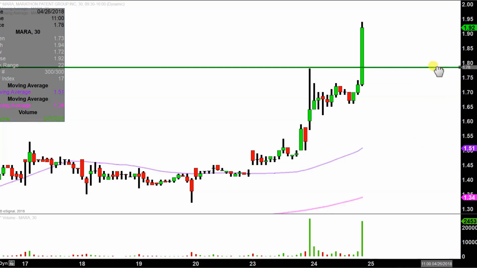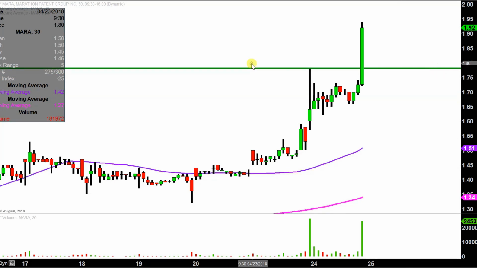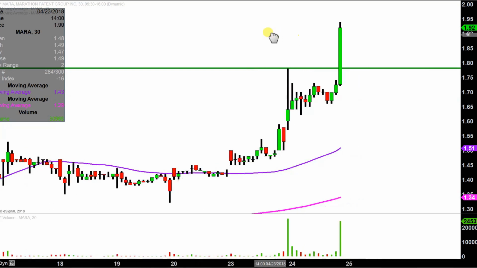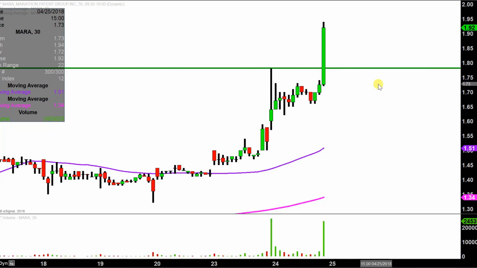First level of support, and what I would call the ideal level of support going into tomorrow, is right up here at $1.78, meaning, hey, Clay, what would make this chart look the absolute strongest going forward? Definitely staying up above $1.78.